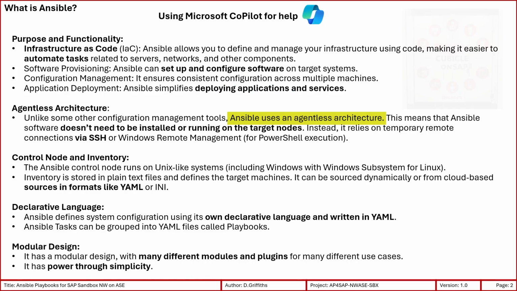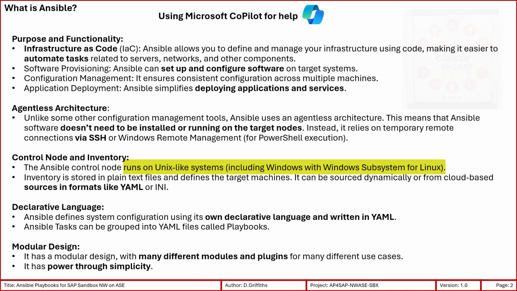It's really very versatile. Unlike some other configuration management tools, Ansible uses an agentless architecture. This means that Ansible software doesn't need to be installed or running on the target nodes. Instead, it relies on temporary remote connections via SSH or Windows Remote Management for PowerShell execution. The Ansible control node runs on Unix-like systems, including Windows with Windows Subsystem for Linux. The inventory is stored in plain text files and defines the target node machines. The tasks that Ansible executes are described in a human-readable language called YAML and grouped into something called playbooks.